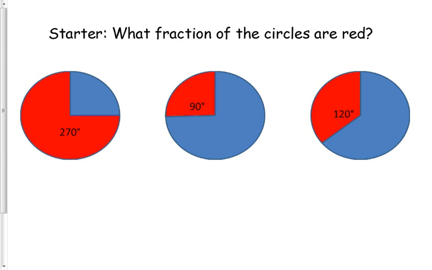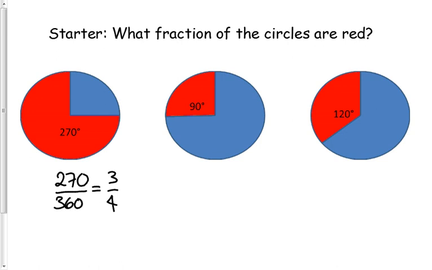Okay, so first circle, we have 270 degrees. It's fairly clear to see from it that that is 3/4 of a circle, but we can actually work that out because it's 270 divided by 360. And if you put that into your calculator or simplify the fraction, you will find that that is 3/4.